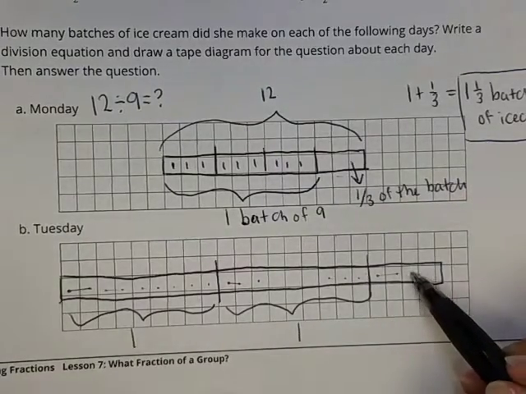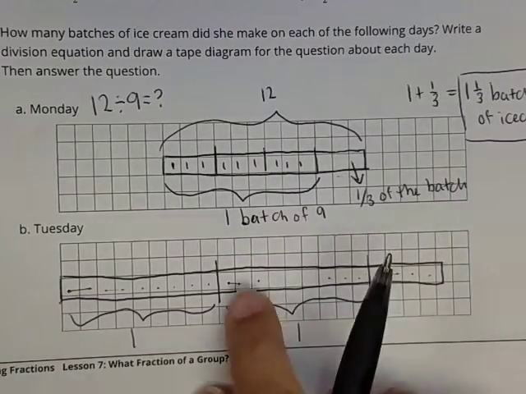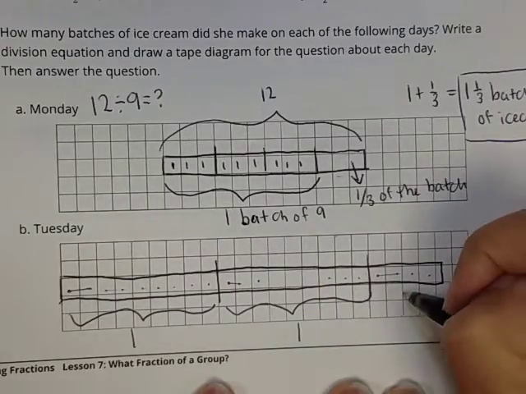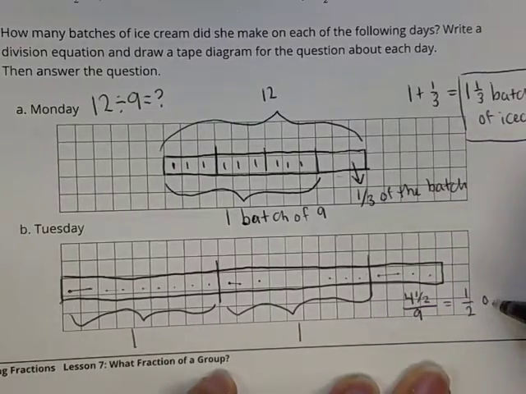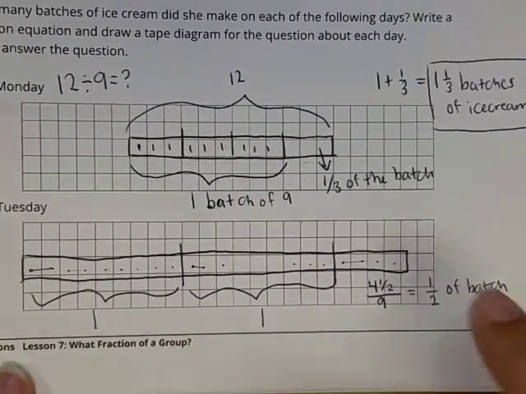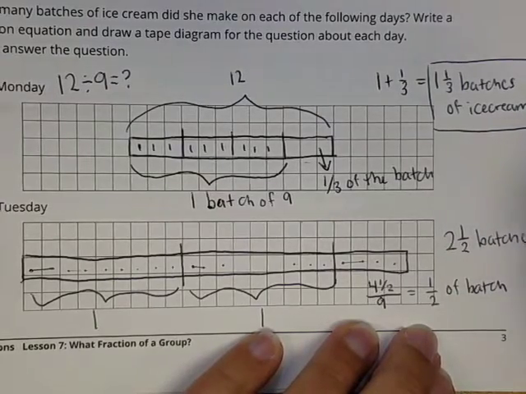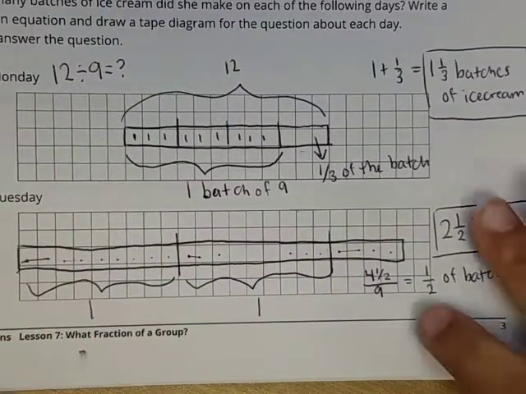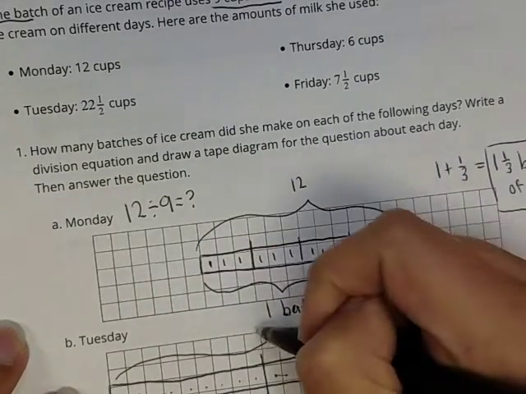And then here's 1, 2, 3, 4 and a half. So this is 4.5 out of, I need 9 to make one batch. So 4.5 out of 9 really is 1/2 of a batch. So I have 1 whole batch, 2 whole batches, and a half batch. So I have 2.5 batches. Oh, I'm sorry. I forgot to put the total here. This is supposed to say 22.5.